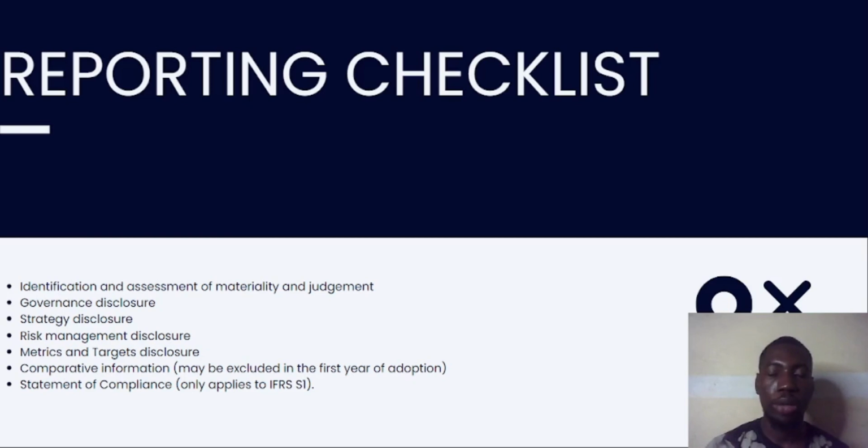Like I said, each of these pillars would have been a segment in your sustainability report. So your risk management disclosure as it relates to both IFRS S1 and IFRS S2, basically metrics and targets, comparative information, which may be excluded in the first year of adoption because in the first year there's nothing you are comparing with, which is in the second year that you can compare with the first year. And then statement of compliance, this applies to IFRS S1 alone.